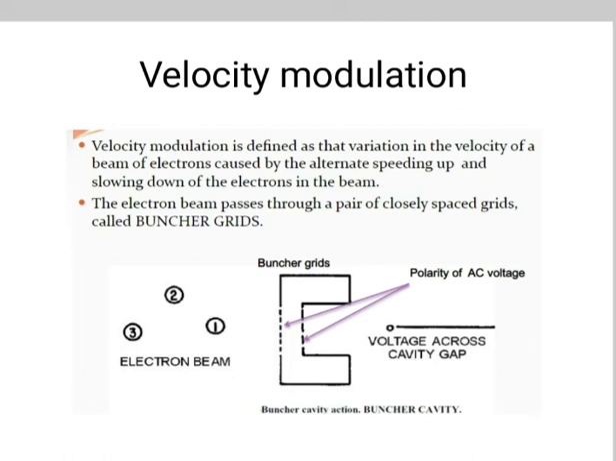Then velocity modulation is related to this. Now what does velocity modulation mean? It is defined as the variation in the velocity of the beam of electrons which is caused by alternate speeding up and slowing down of the electrons in the beam, as the electron beam passes through a pair of closely spaced grids called buncher grids.